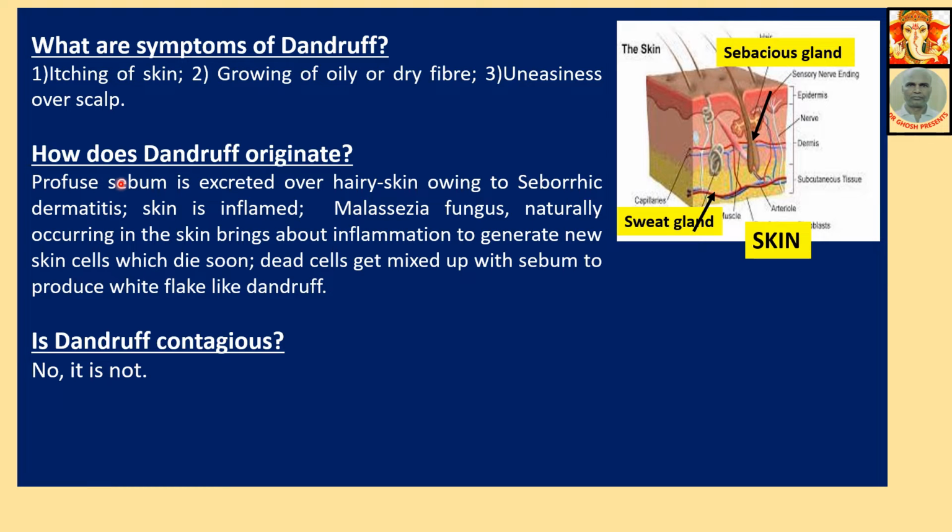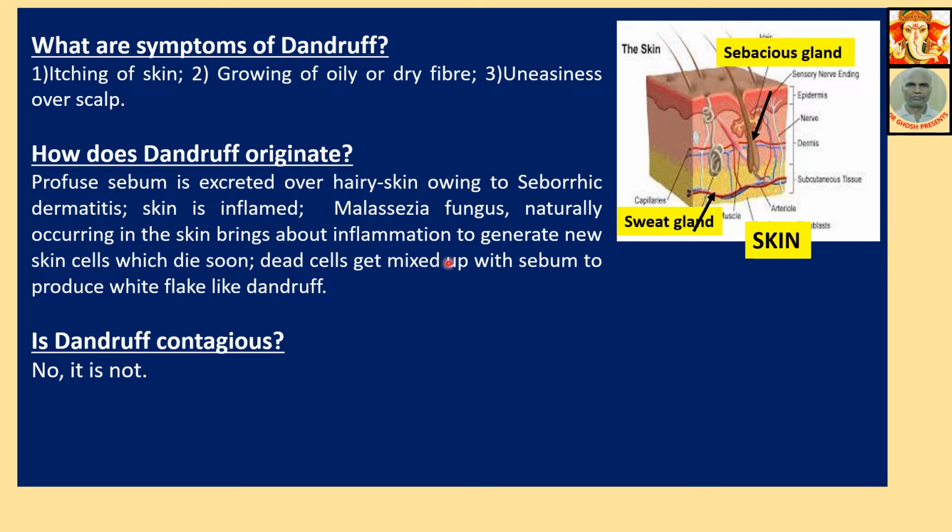This excites the secretion, the over production of sebum. Skin is inflamed. Malassezia fungus naturally occurring in the skin brings about inflammation to generate new skin cells. Now, Malassezia fungus is there in our skin. It comes naturally and it brings about inflammation to generate new skin cells which die soon.